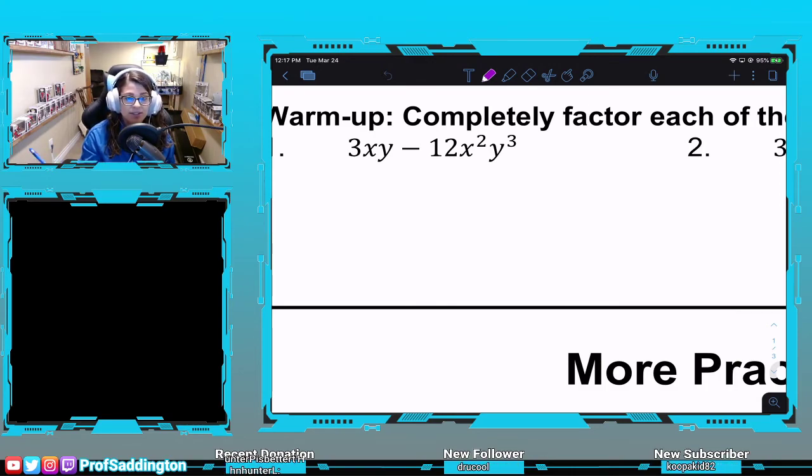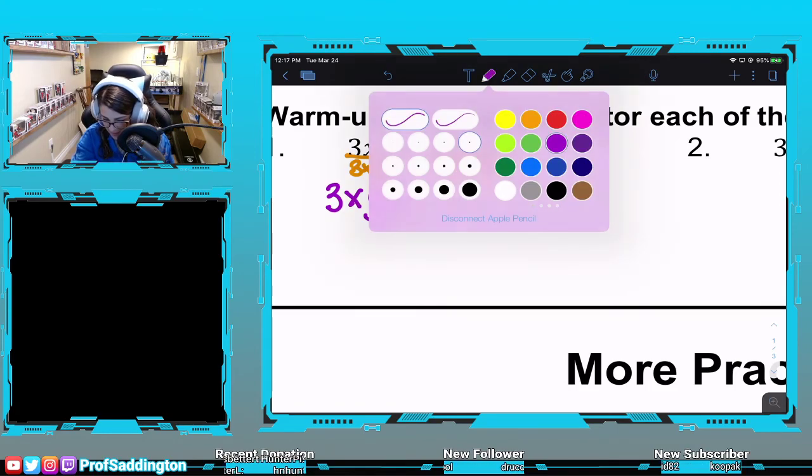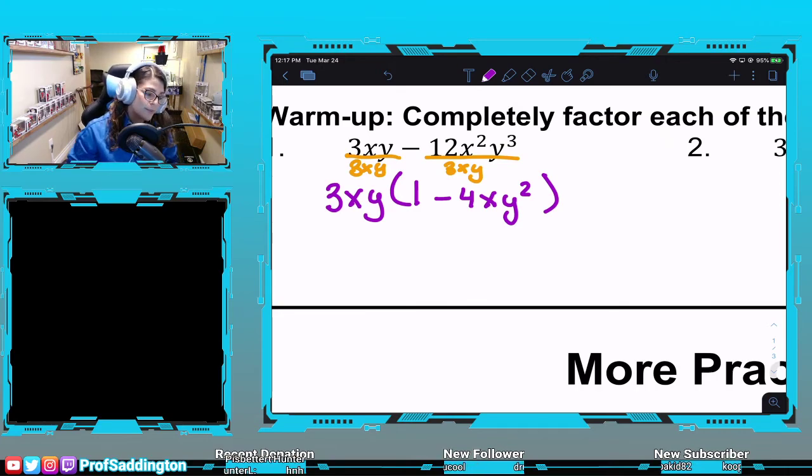Here, 3 is a factor of itself and 12. And we have some x's and some y's in columns, so I can take out a 3xy, which means when I'm factoring, I'm really dividing it out. Ooh, this marker got chubby on me. So we should have 1 minus 4xy squared.